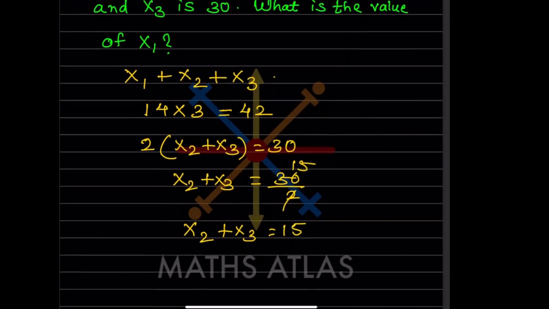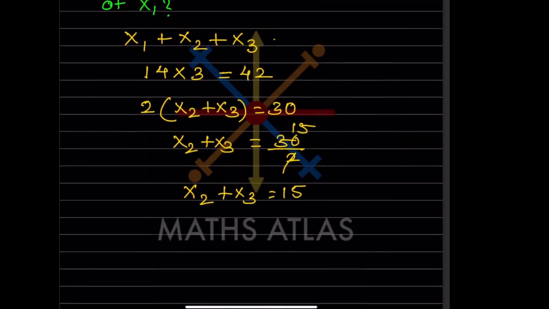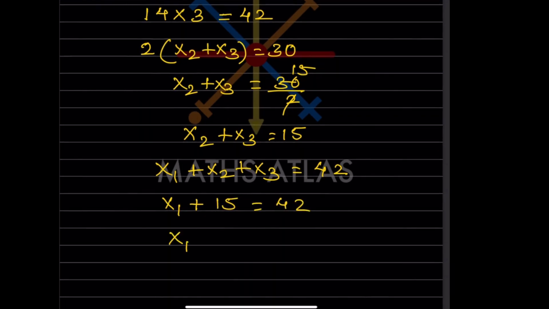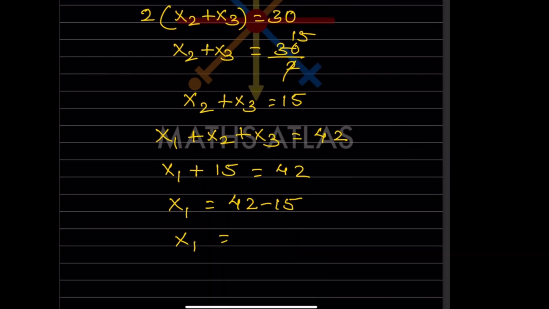Now what we want here is the value of x1. What will you do here? We'll start with this one, so that will be x1 plus x2 plus x3, which we got here as 42. From that one we have x1, which we don't know, but now we got x2 plus x3 as 15. So we'll plug that in here. So this is 42. Now let us see what x1 is. This 15 goes to the other side, so it is going to be minus 15. So x1 is 42 minus 15.